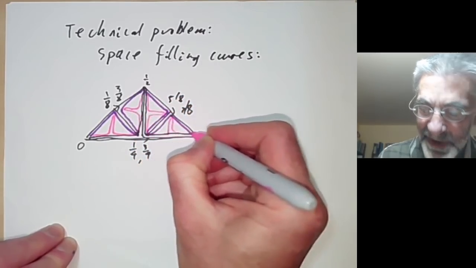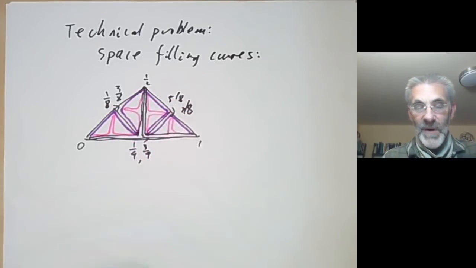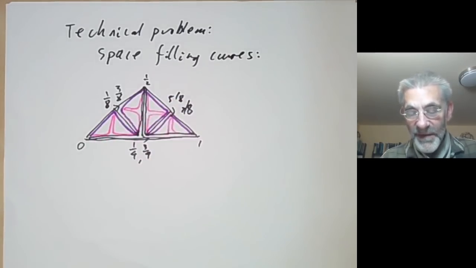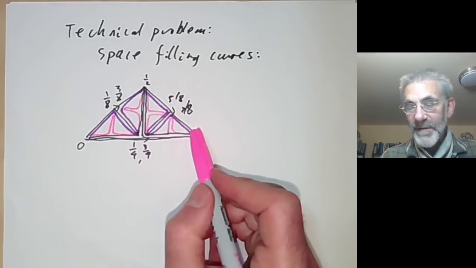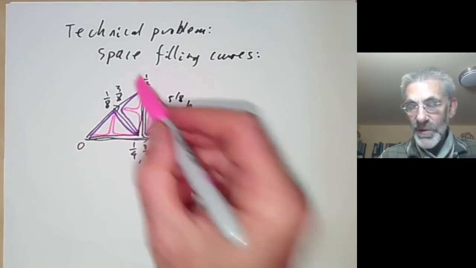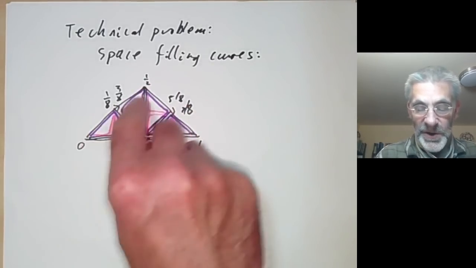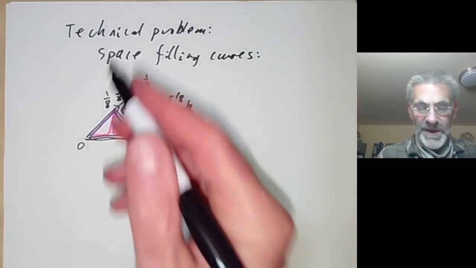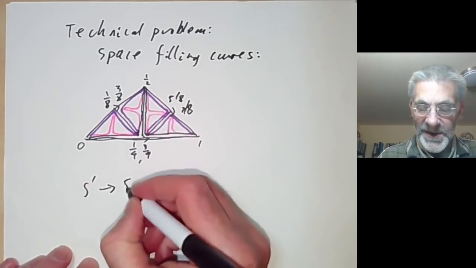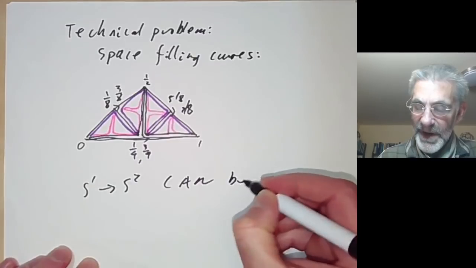And with a little bit of effort, you can see this does actually give the limit of these is actually a well-defined function from the unit interval, and its image is the whole triangle. So we've got the image of the interval is actually a two-dimensional triangle. So the image of S1 maps to S2 can be onto.